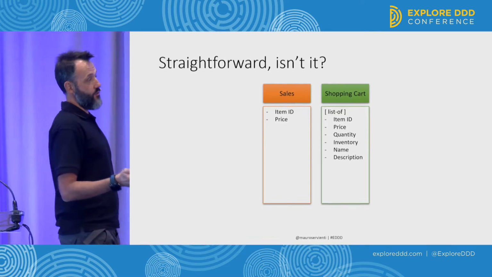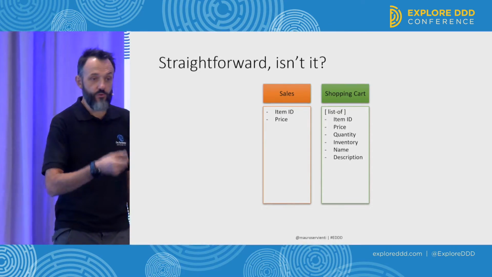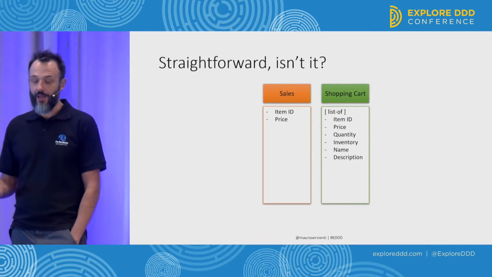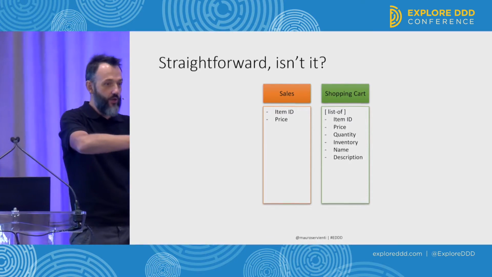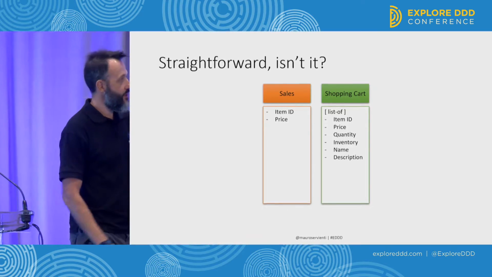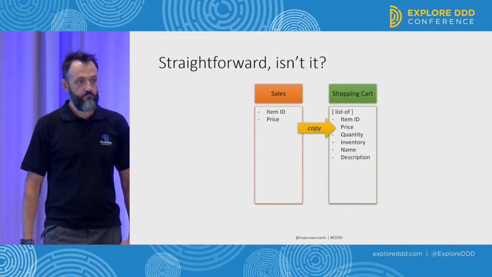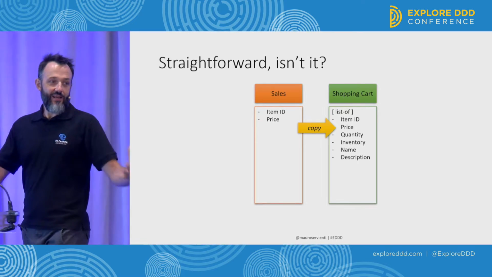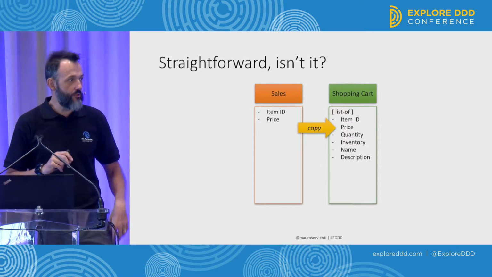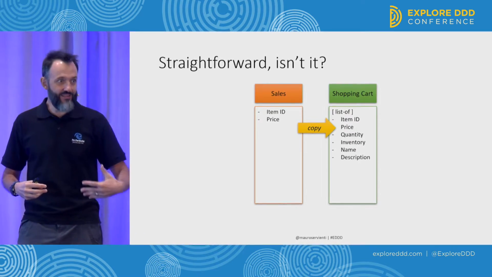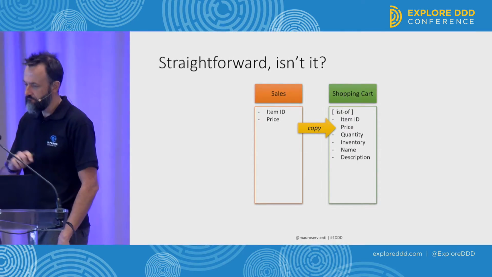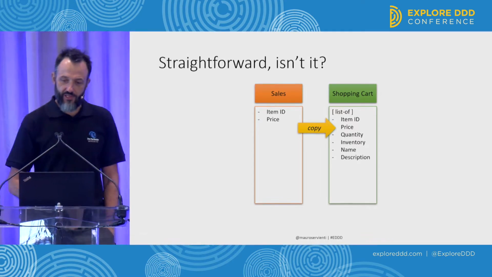So what we can do is that the price is owned by something we can call sales. And as soon as an item is moved from the catalog to the shopping cart, we can copy the price over there. And now we're not relying anymore on some sort of relational integrity to get the price to the UI. Fine. We'll get back to this later.